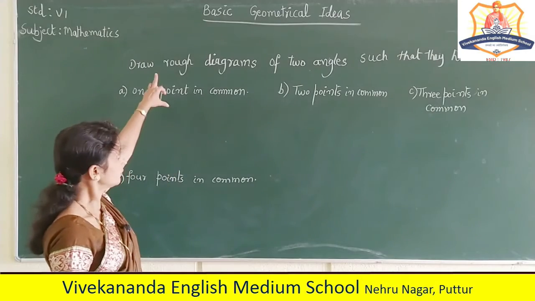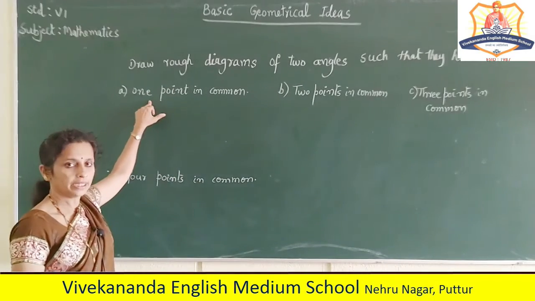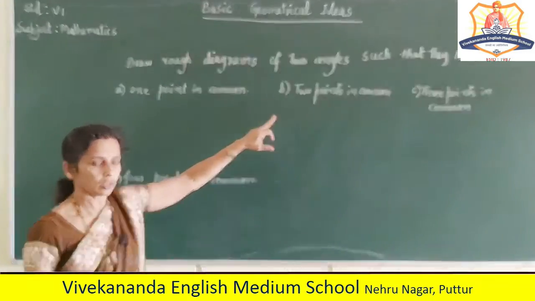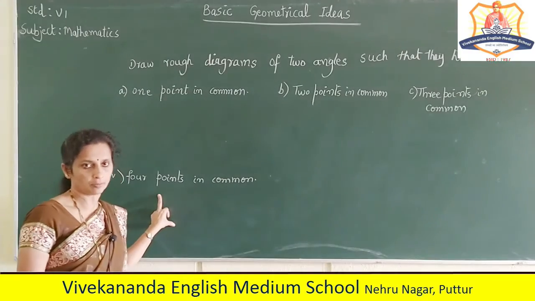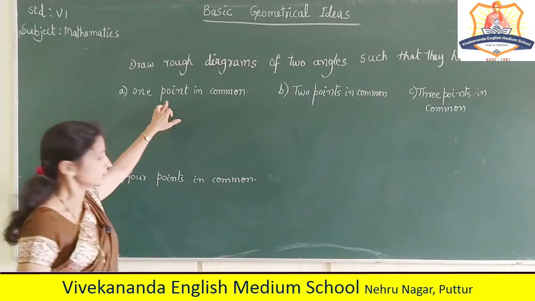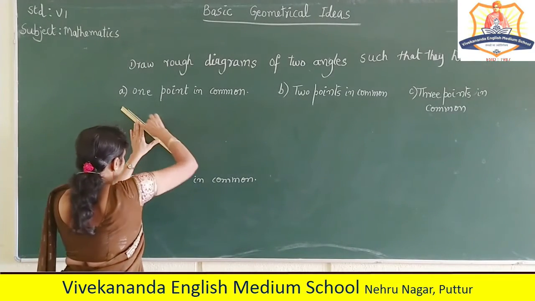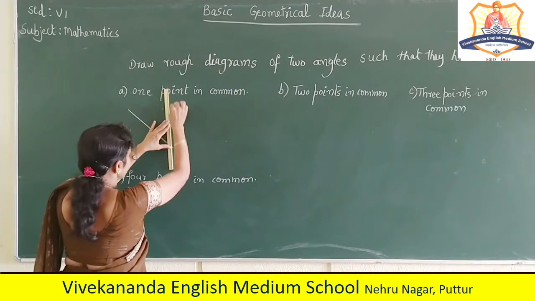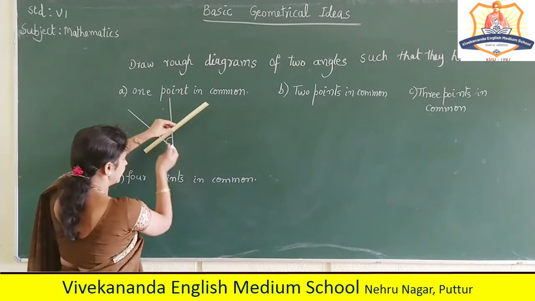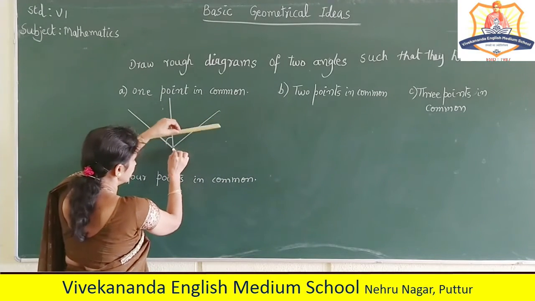Here there is one question. Draw rough diagrams of two angles such that they have one point in common, 2 points in common, 3 points in common, 4 points in common. So, how to draw the rough diagram we will see. Here is the question, 1 point in common. So, we have to draw an angle in such a way that, see, this is one angle formed. Now we draw another angle from the same point. So one point is common.